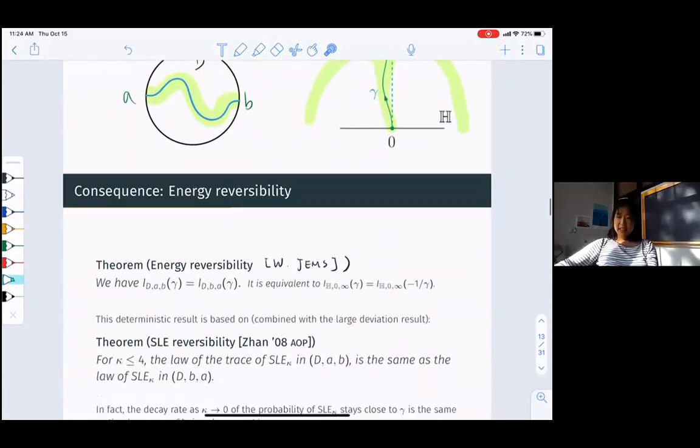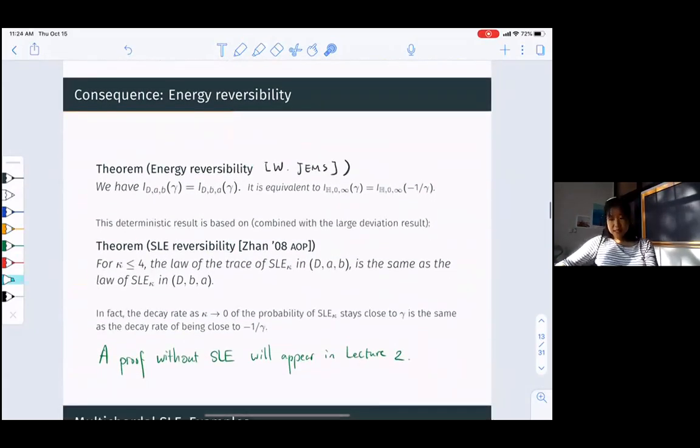All right. So using this interpretation, we can show a purely deterministic result. We have that the Loewner energy is reversible. By that, I mean that if I consider the same curve and I invert the boundary points A and B, I would get that their energies are the same.